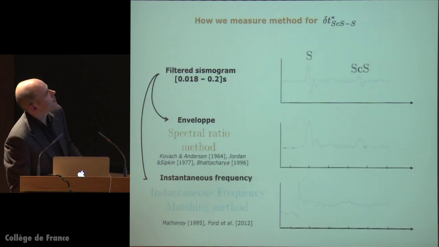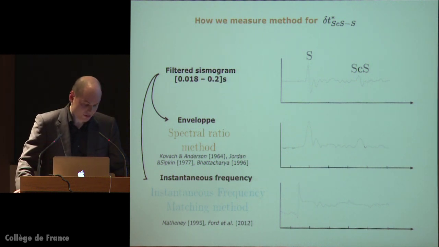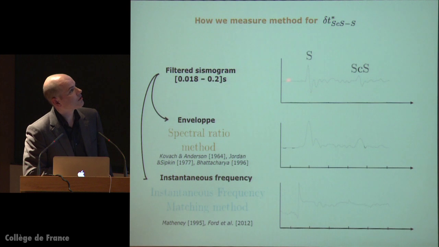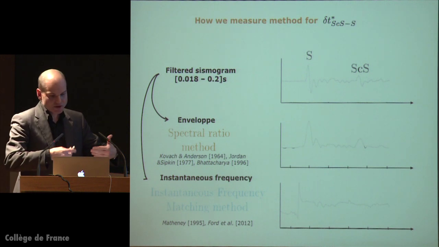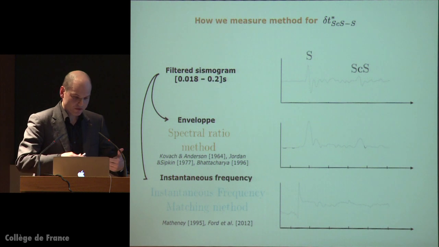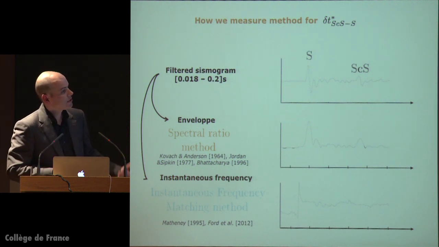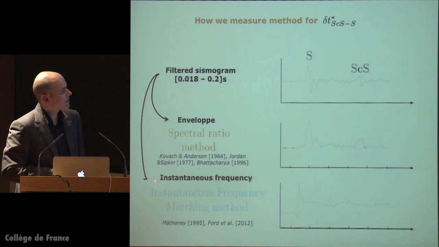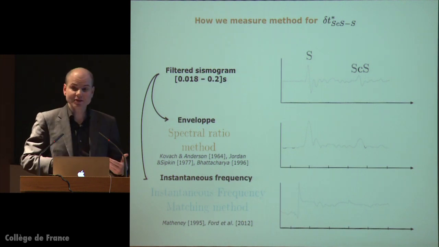Just very quickly here, I showed you the methodology we use, from a signal where we have the two waves, S and ScS. We first compute an envelope, that is amplitude-based measurements, which is also the background for the classical spectral ratio method. But in our case, we use a method which is called the instantaneous frequency matching method, that is based on something called instantaneous frequency.